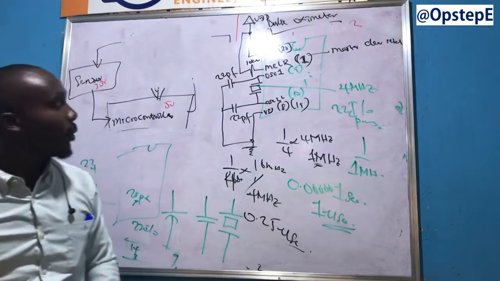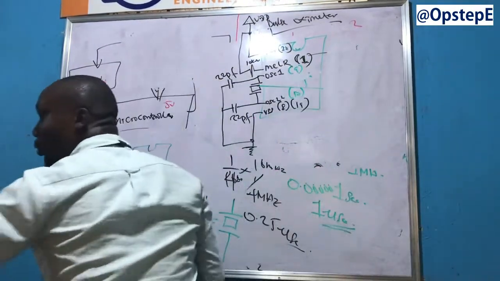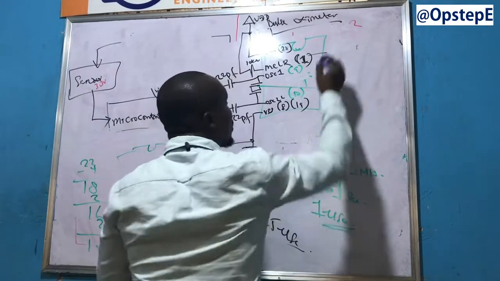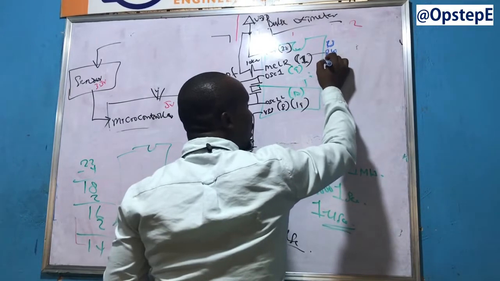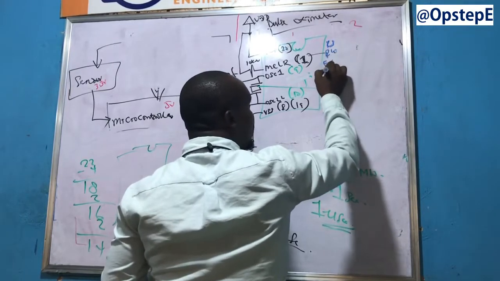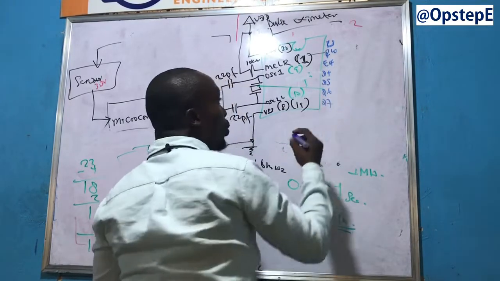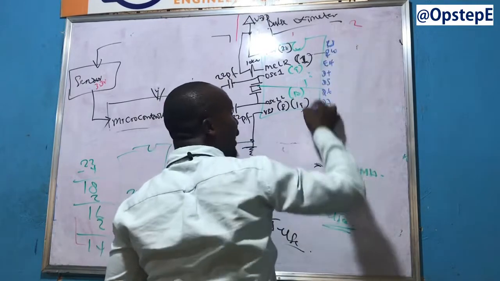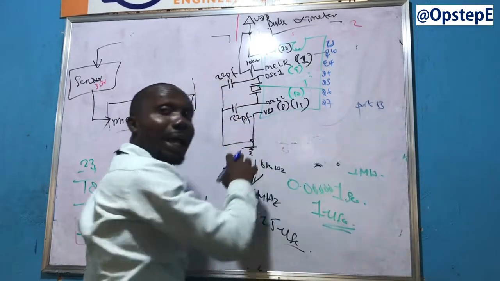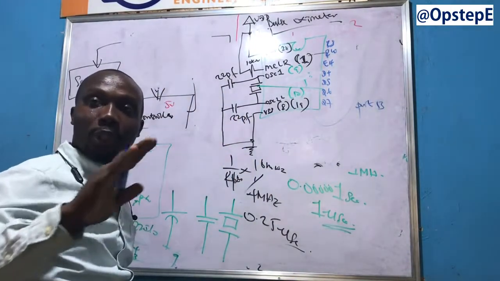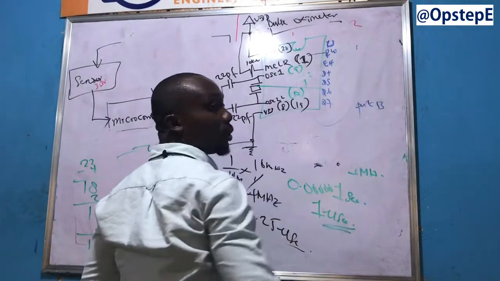Does it make sense? Now, couple with your RS, RW, we omitted RW, EN, D4, D5, D6, D7. So all these are actually on your port B, on the controller. Your controller has three ports, port A, port B, and port C.